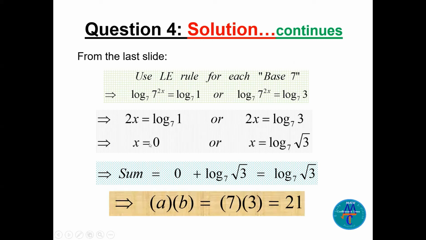Now we add the solutions. 0 plus this answer is this answer itself. So this will be log base 7 of square root of 3. So a is 7, the base. b is the value under the radical, 3. The answer will be 21.